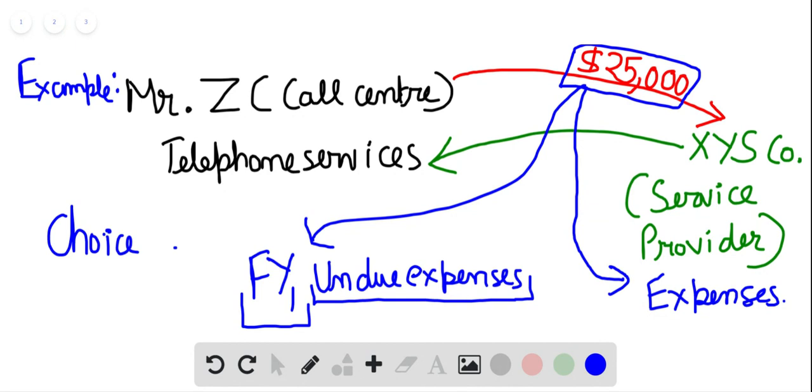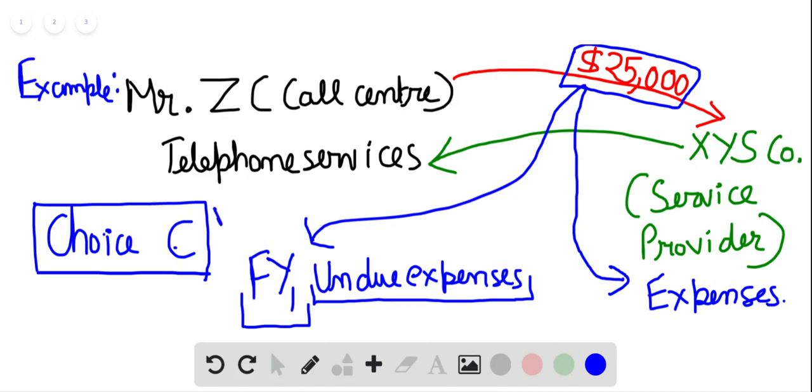And the present case matches with choice C. So the correct choice is C, option C. That's all for our solution.